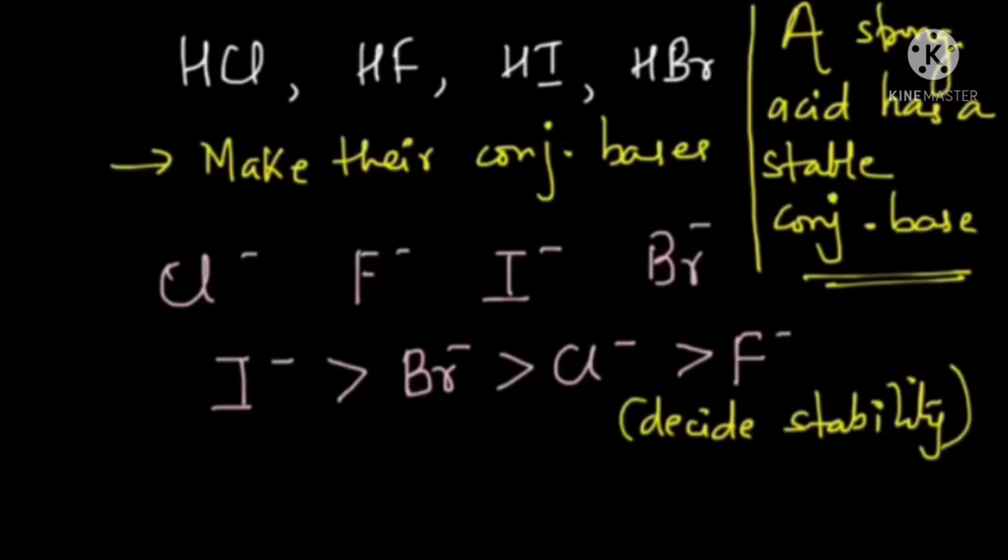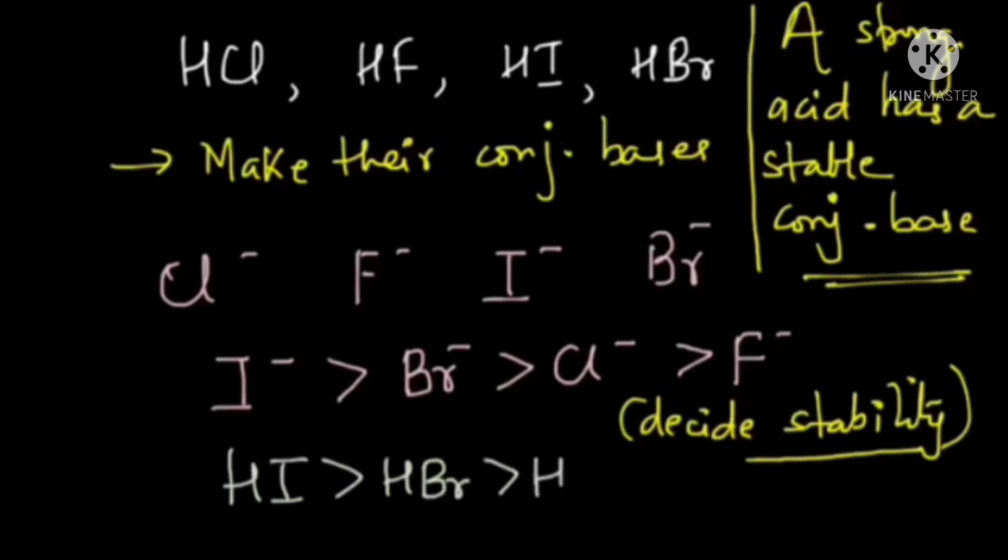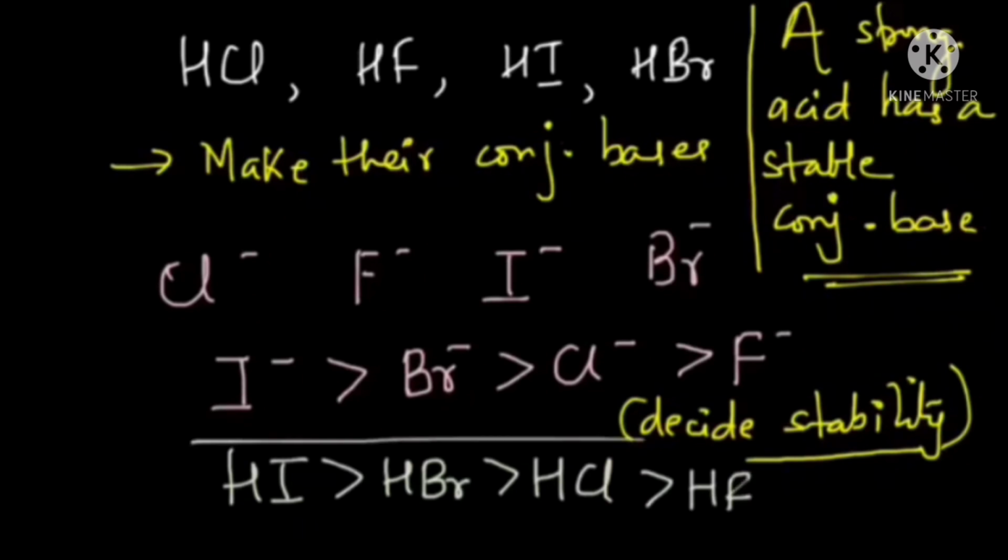And so the order of acidity is the order of stability of the conjugate bases, and we can write HI is more acidic than HBr, which is more acidic than HCl, finally which is more acidic than HF. This is the order of acid strength.